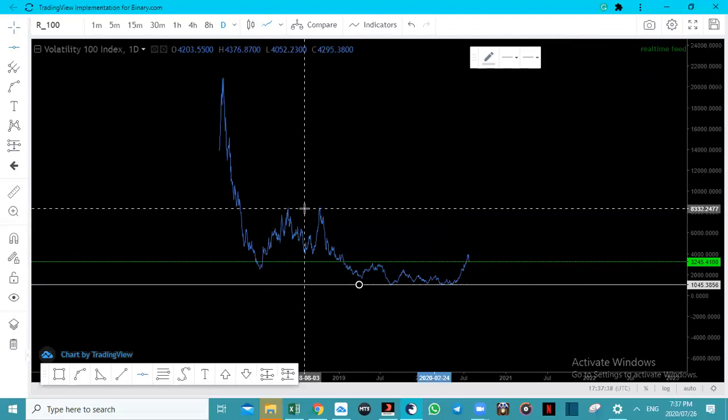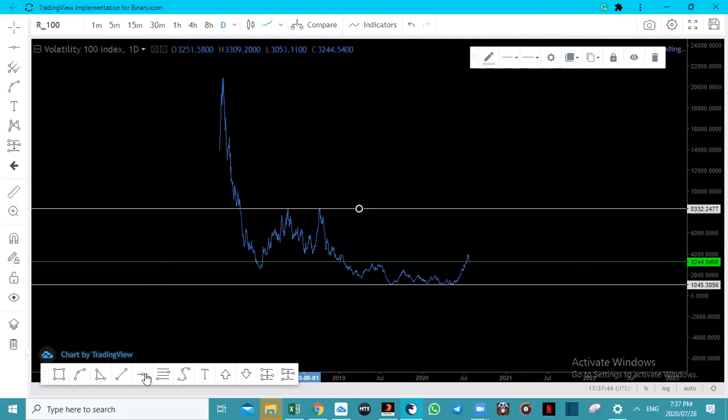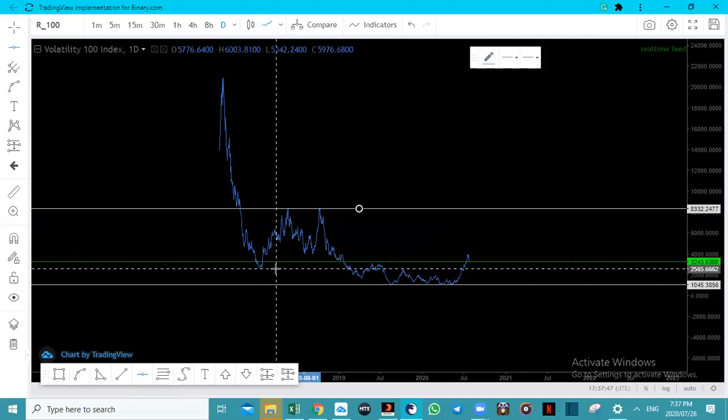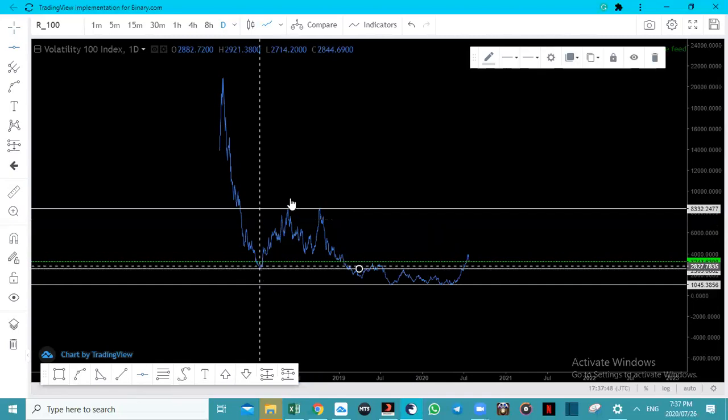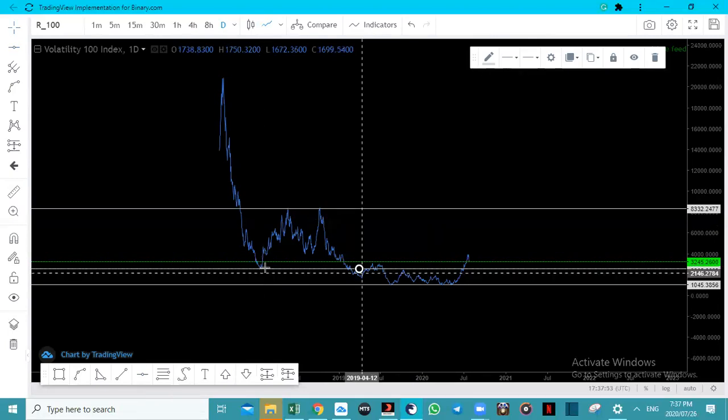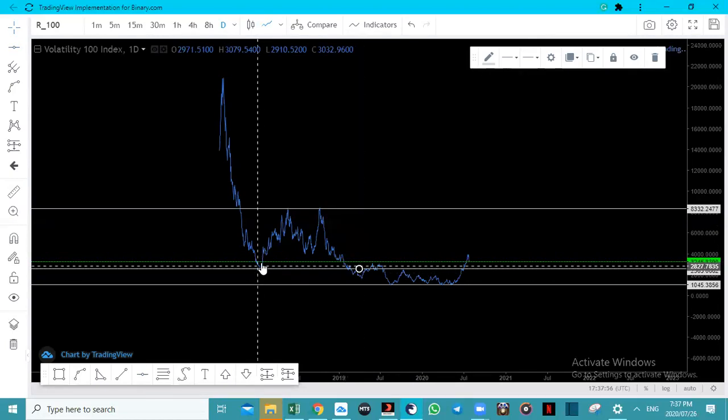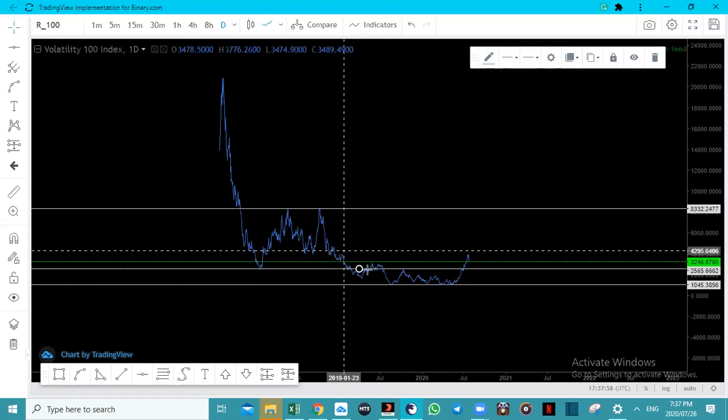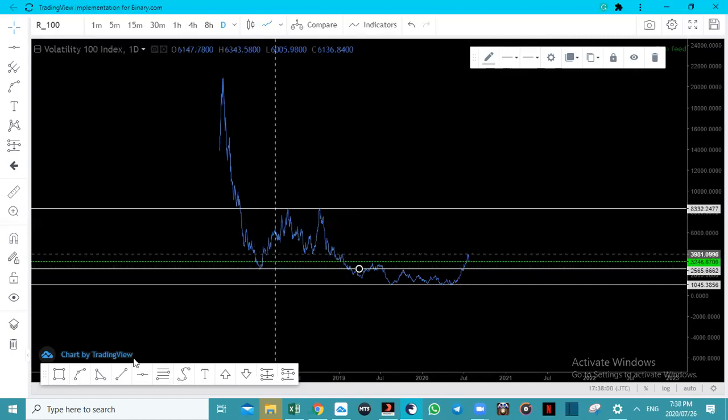Mark this area up here. That was one of your highest levels. You're going to mark this area here as well because this was a significant low. This was a significant low because the market rallied up here, rallied there. This was a very low low, until the market took out that low.